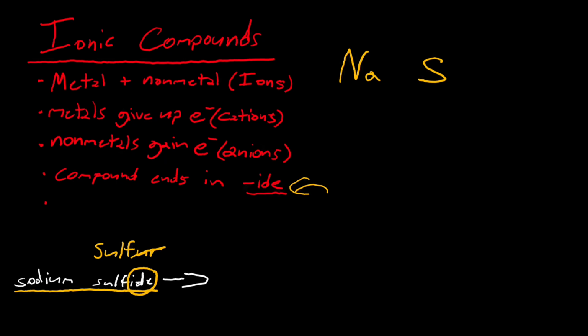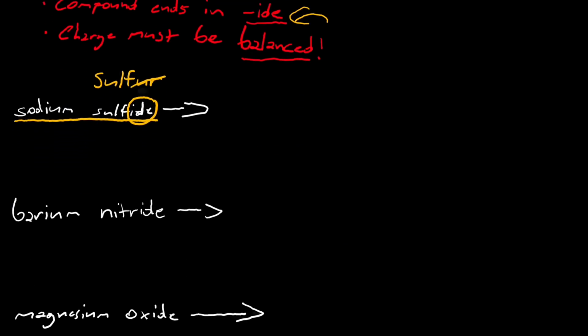And finally, the most important thing, the charge must always be balanced, meaning that there has to be the correct number of cations and anions to balance the charge of the compound. Again, taking sodium sulfide for example, let's take a look at how we would write the chemical formula. Let's write down their symbols, Na and S, as well as their charges. Sodium has a +1 charge, and sulfur has a -2 charge.